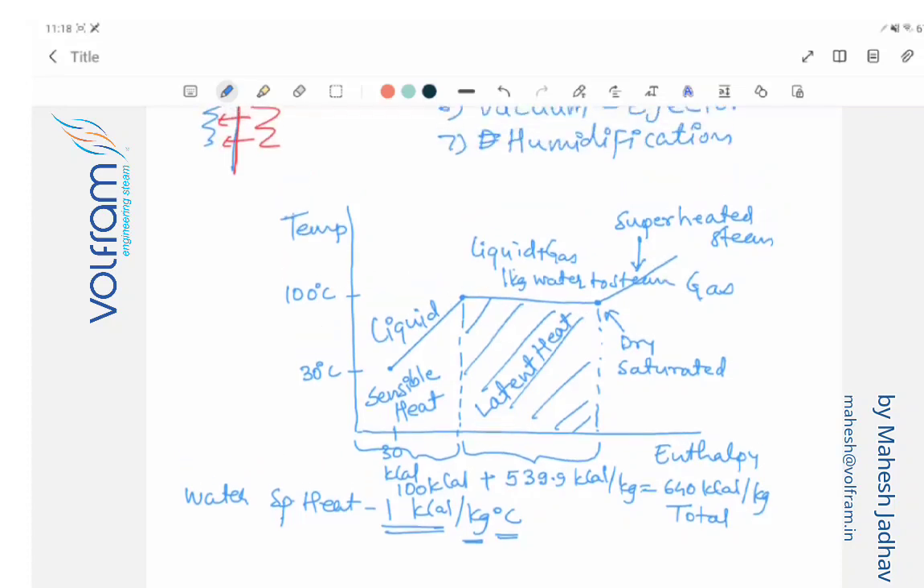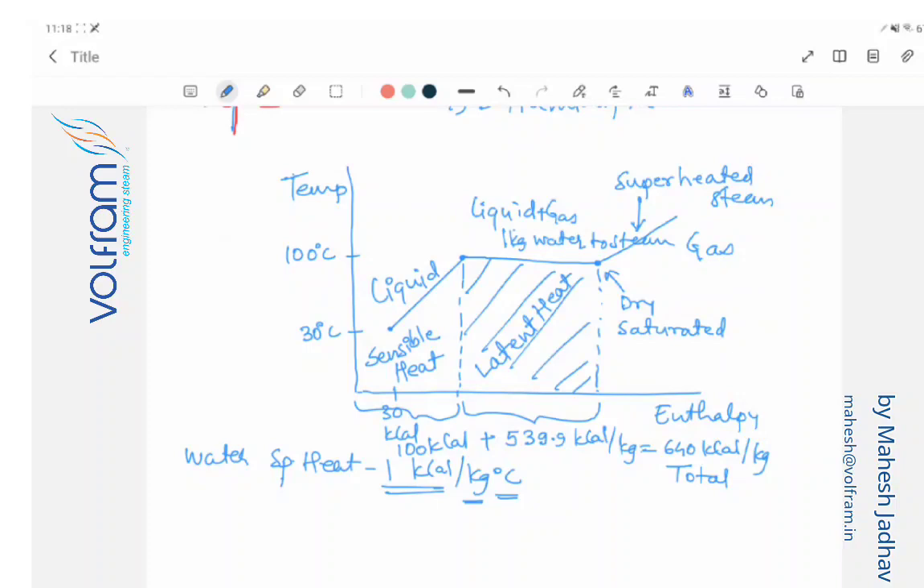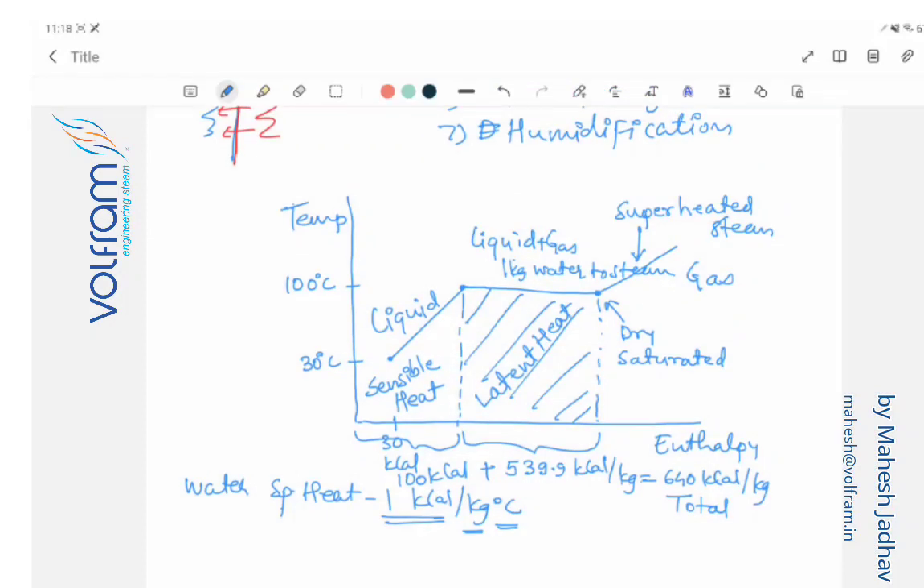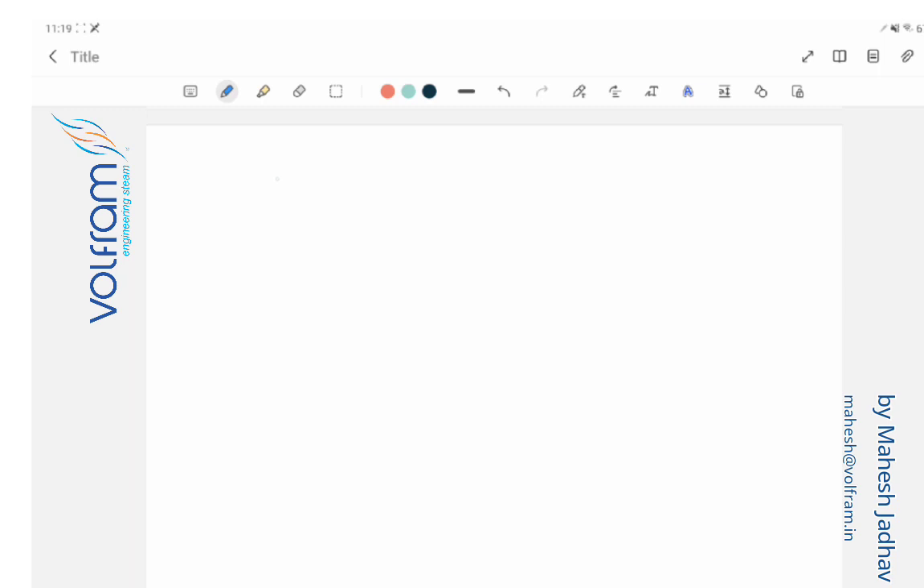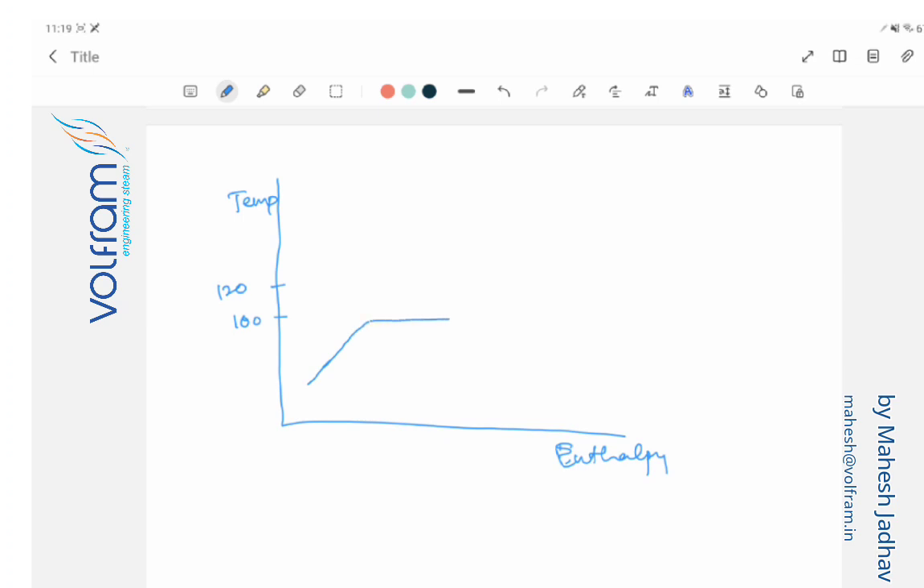Now, as we have said, the temperature changes with the pressure, right? So how does this work? Again, I'll draw the same. Okay, let's say this is 100 degrees, this is 120 degrees, this is temperature, this is enthalpy. So we started from, let's say, 30 degrees, 100 degrees, then this is 540 kilocalories, right?